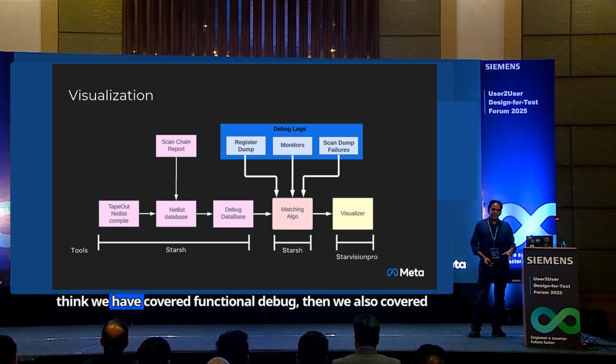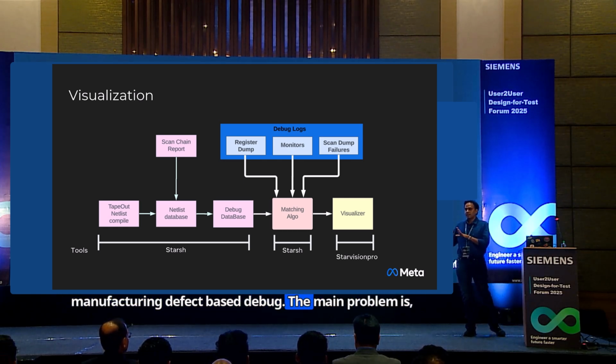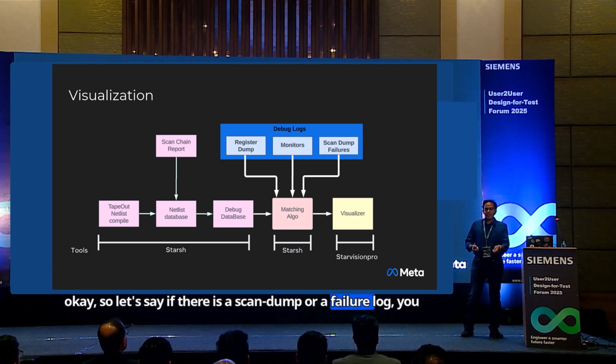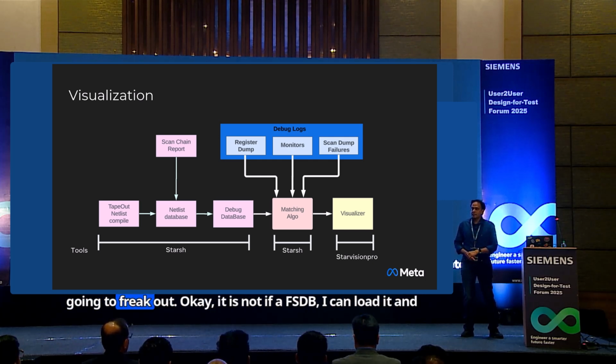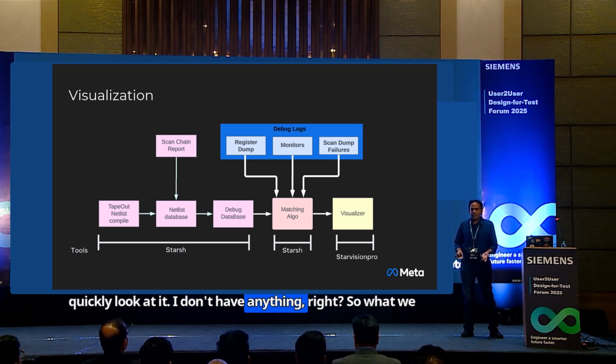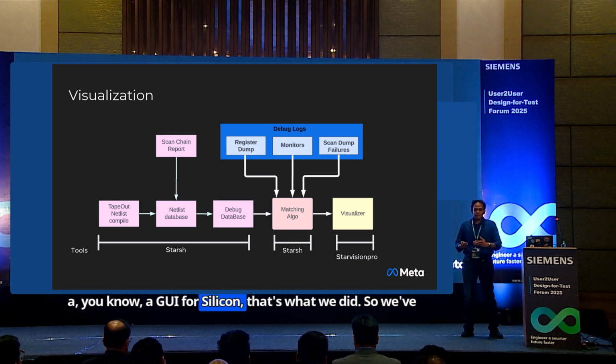Okay, so I think we have covered functional debug. Then we also covered manufacturing defect-based debug. The major problem is, let's say there is a scan dump or a failure log, you toss it to the designers, can you go debug this, right? They're going to freak out. They'll say, hey, it is not an FSDB, I can't load it and quickly look at it. I don't have anything, right? So what we have done is, what if we have a GUI for silicon?